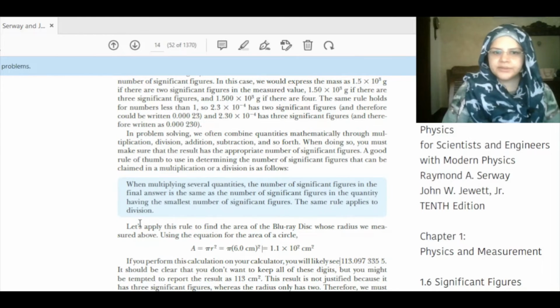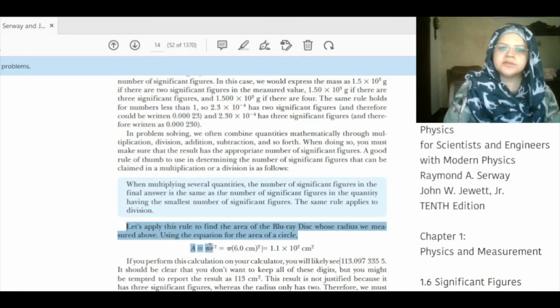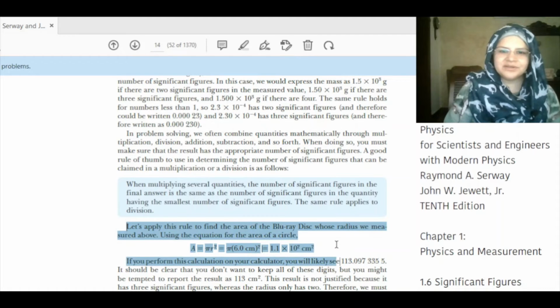Let's apply this rule to find the area of the Blu-ray disc whose radius we measured above, using the equation for the area of a circle. A is equal to pi r squared, where A is area and r is radius. The radius is equal to 6.0 centimeter. Therefore, area is equal to pi times (6.0 centimeter) squared, and the answer is 1.1 × 10^2 centimeter squared.